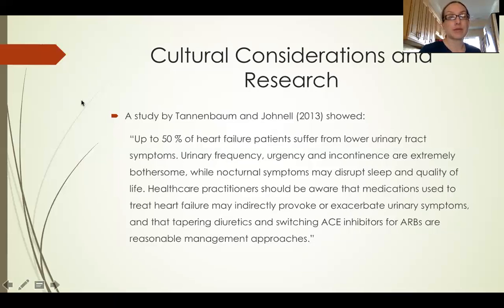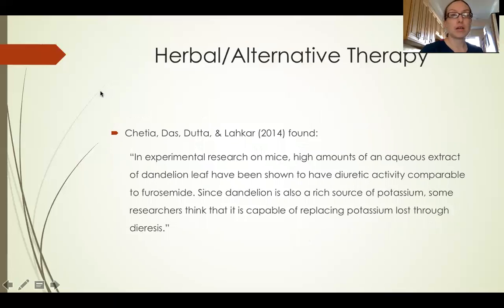So again, loop diuretics is used as adjunct therapy, not solo therapy. Okay, so another study that addresses herbal and alternative therapies included research that found in experimental research in mice, high amounts of aqueous extract of dandelion leaf has been shown to have diuretic activity comparable to furosemide. Since dandelion is a rich source of potassium as well, some researchers think that it's capable of replacing the potassium lost through diuresis. So a natural way to get rid of fluid and also maintain your potassium levels. Very interesting.